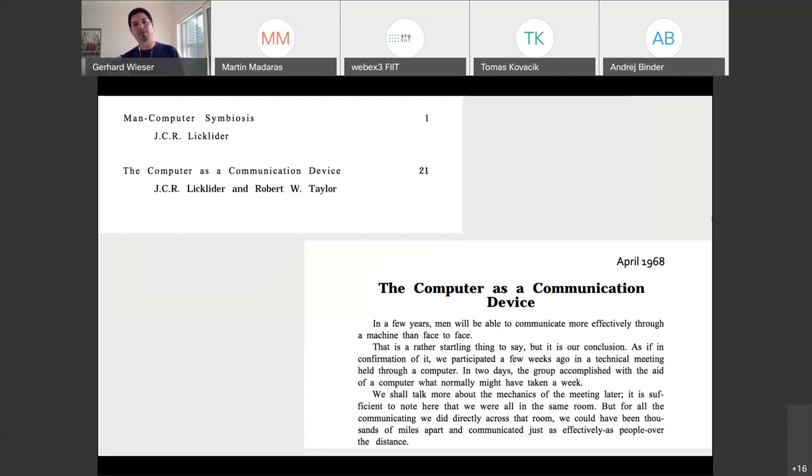And if you just read the first sentence of this 1968 paper that Licklider wrote with Taylor, they say, in a few years, man will be able to communicate more effectively through a machine than face to face. Now this sounds obvious and like a completely clear outcome, but in 1968, that was not obvious. That was really thinking far ahead. And these guys would then put the energy and focus on it to make that future that they were envisioning actually happen.